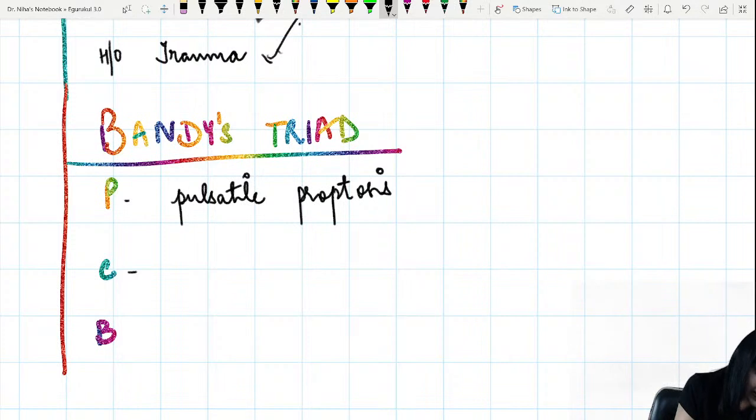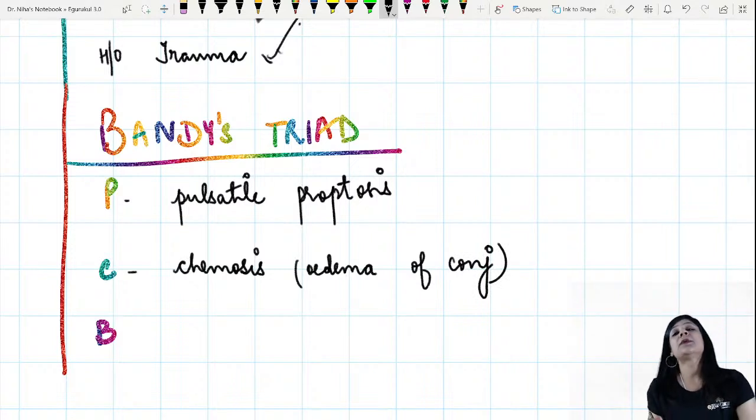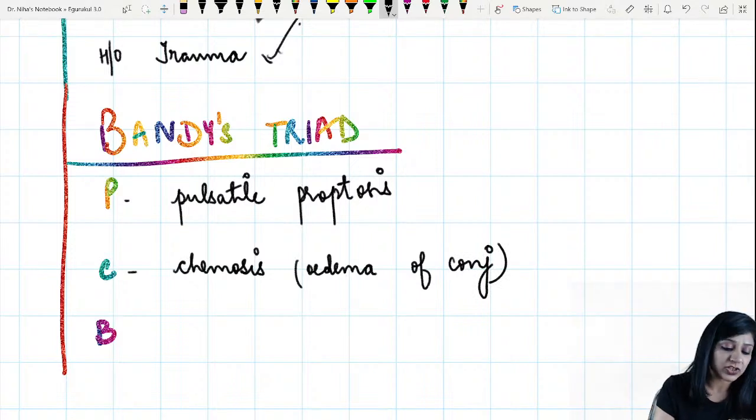Then we have C. C for chemosis. Chemosis is the edema of the conjunctiva. Please don't think it to be congestion. This is not a congestion. This is actually edema of the conjunctiva.